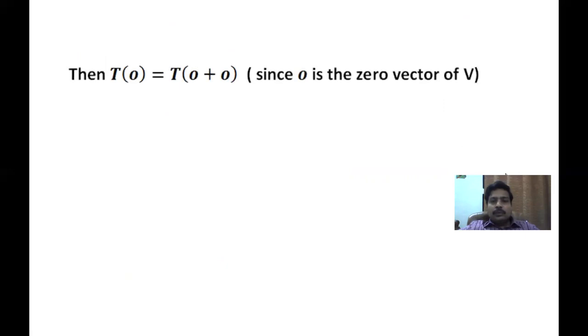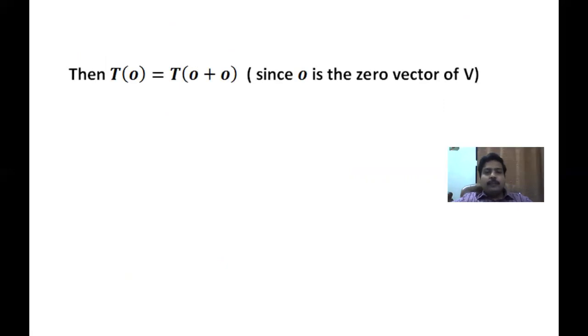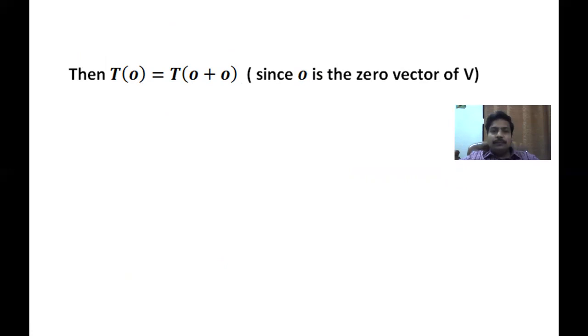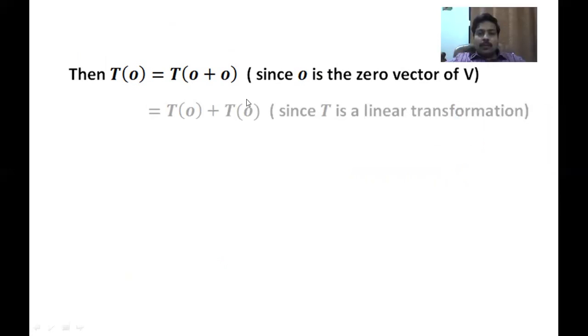So let us prove that again. T of O is equal to O bar, which we have shown earlier. So T of O is equal to T of O plus O, since O is the zero vector of V. That can be written as T of O plus T of O, since T is a linear transformation. T of u plus v is equal to T of u plus T of v. Similarly, T of O plus O is equal to T of O plus T of O from the first property of linear transformation.